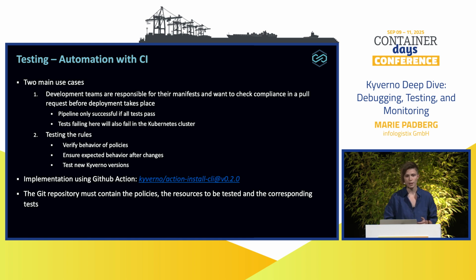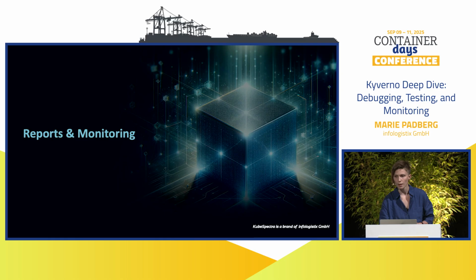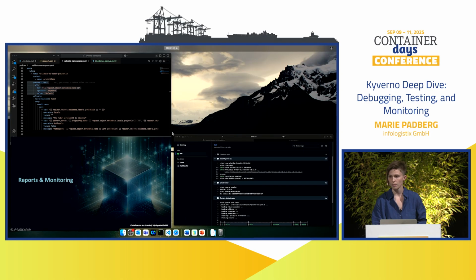And the second use case is testing the rules, of course. You can test the behavior of maybe newly written policies, but you can also ensure that changes in your policies are still doing what they should do. Or you can test maybe new Kyverno versions to see the impact on your policies. For GitHub, there's a GitHub action you can easily use, and for this, you of course need a Git repository that contains the policies, the resources to be tested, and of course, the tests you would like to run. So let's change back to our policy.